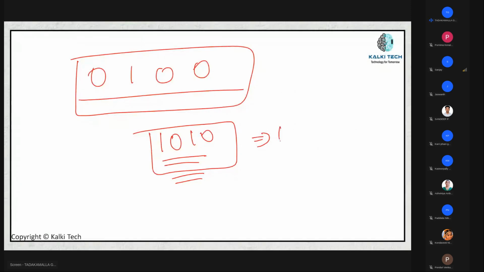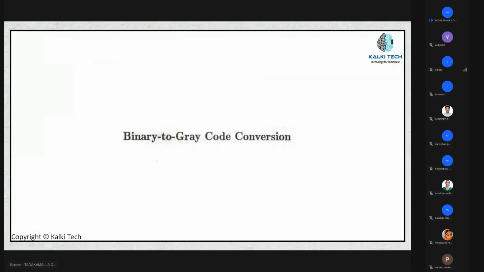You cannot simply tell it is number 10. If it is represented in gray code, you cannot simply tell it is number 10. So gray codes do not have any positional values. First, let us see the binary to gray code conversion and gray code to binary conversion. Then we will come to the applications.